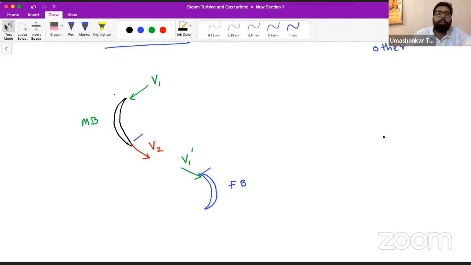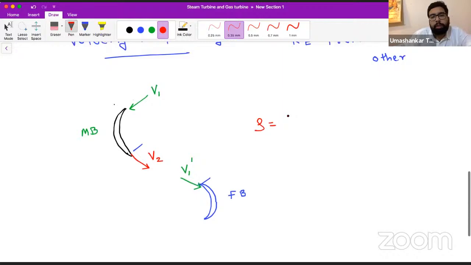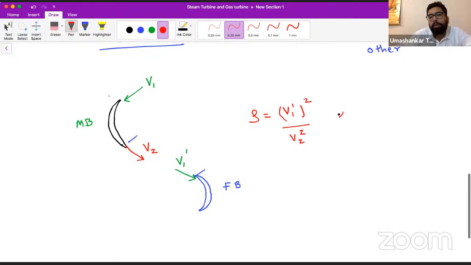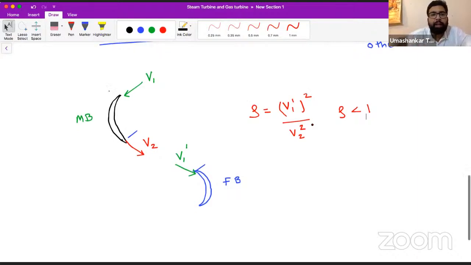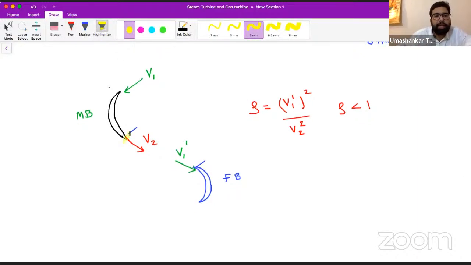So this carryover coefficient will tell you about it. Let's say our rho is defined as v1 dash square upon v2 square, and this carryover coefficient is less than 1. As we have said, from this region to this region, when the velocity reaches from this point to this point, there will be some loss of kinetic energy.